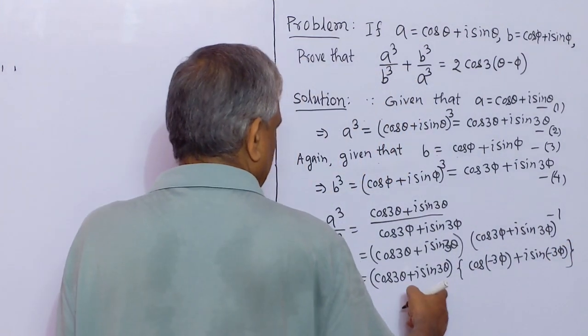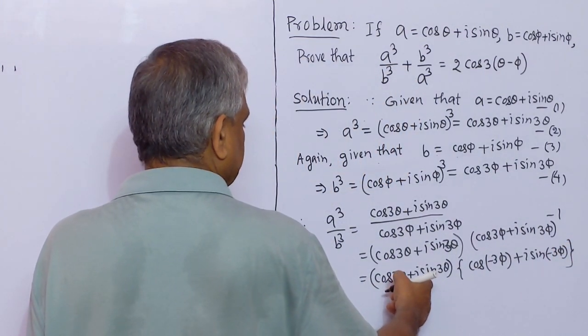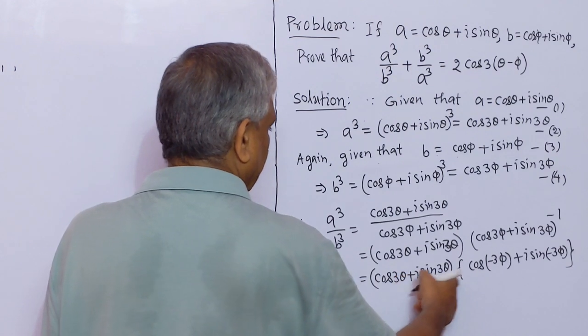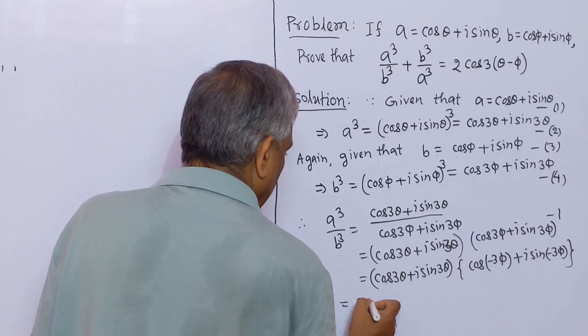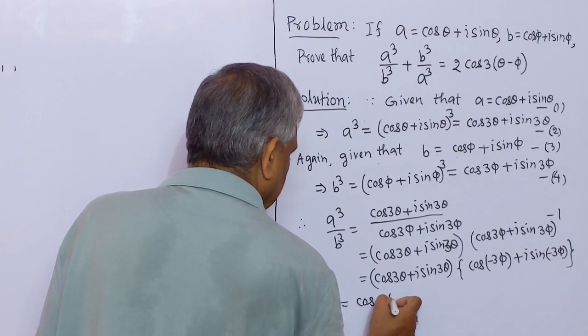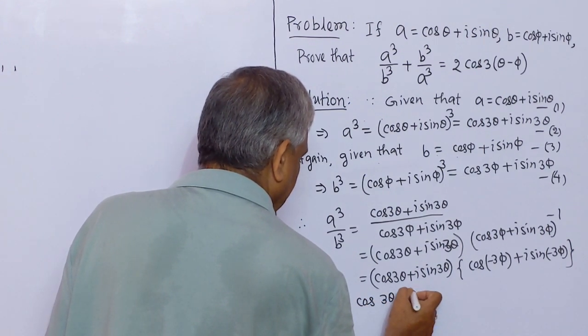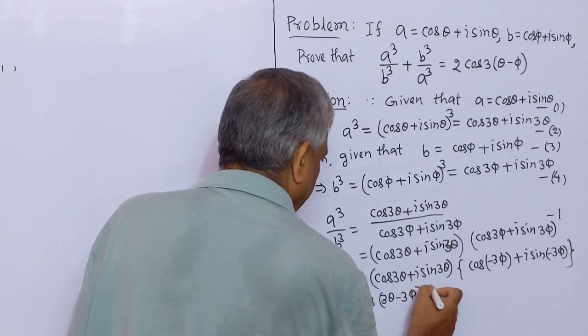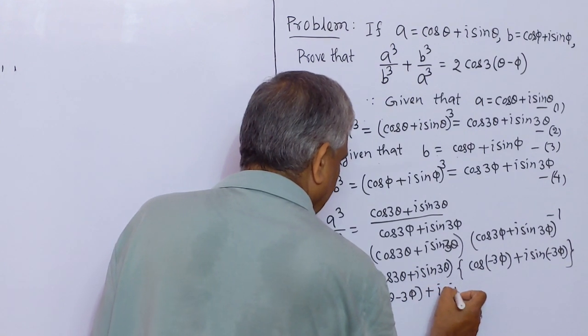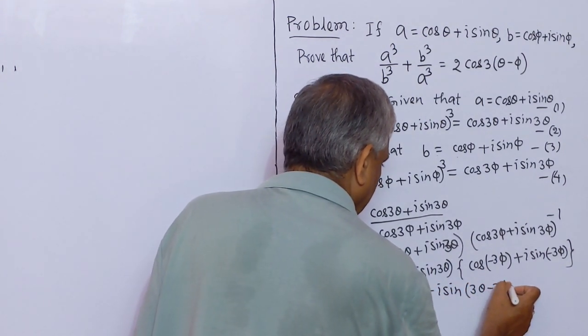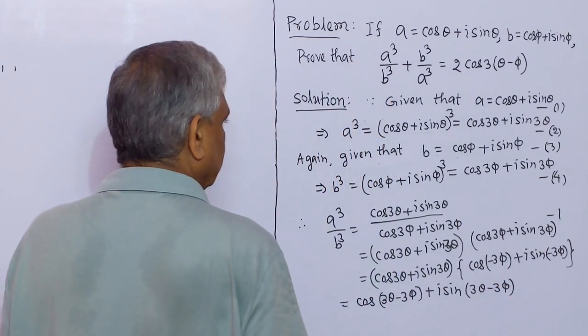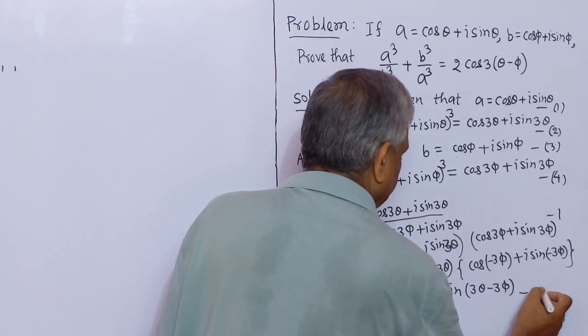Now we use de Moivre's theorem for the product of these two factors, equal to cos(3 theta minus 3 phi) plus i sin(3 theta minus 3 phi). This is number 5.